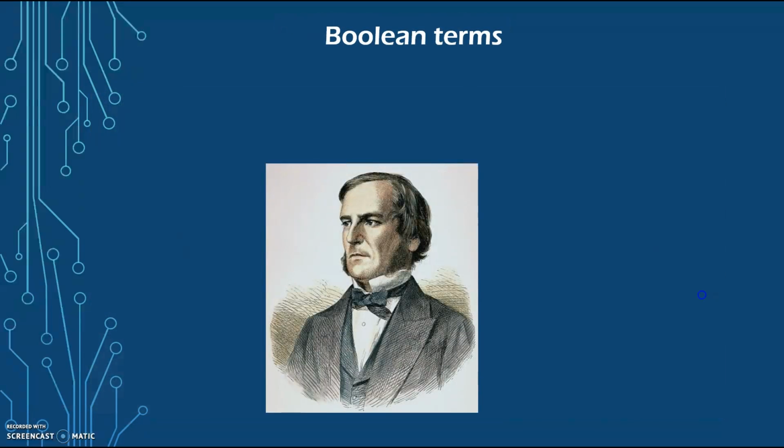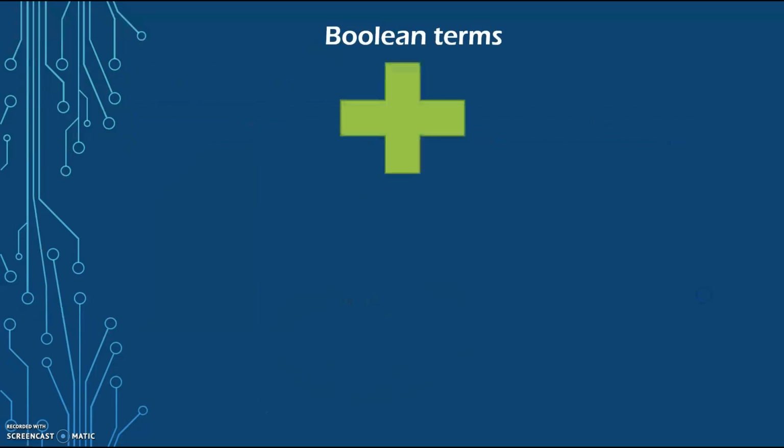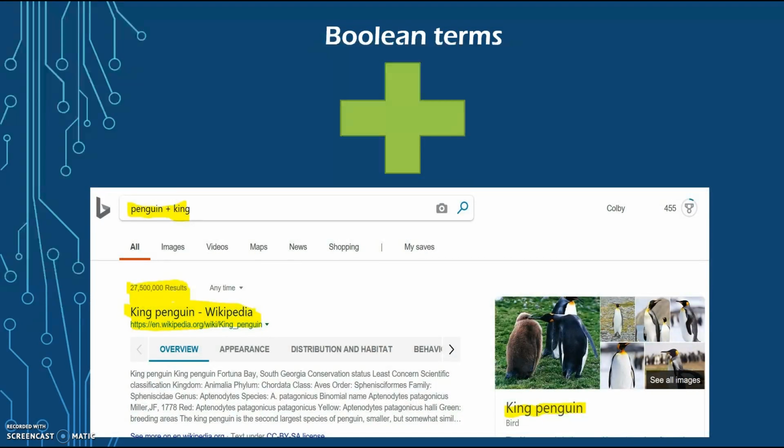Boolean terms. What are Boolean terms? Boolean terms refer to a Boolean search. The term originates from the English mathematician George Boole, whose mathematical ideas served in part as the foundations of modern computing. Using these terms in a search will help ensure more specified results. They can be used to include or exclude specific terms. Using the plus symbol will ensure that king is added to the search for king penguin.